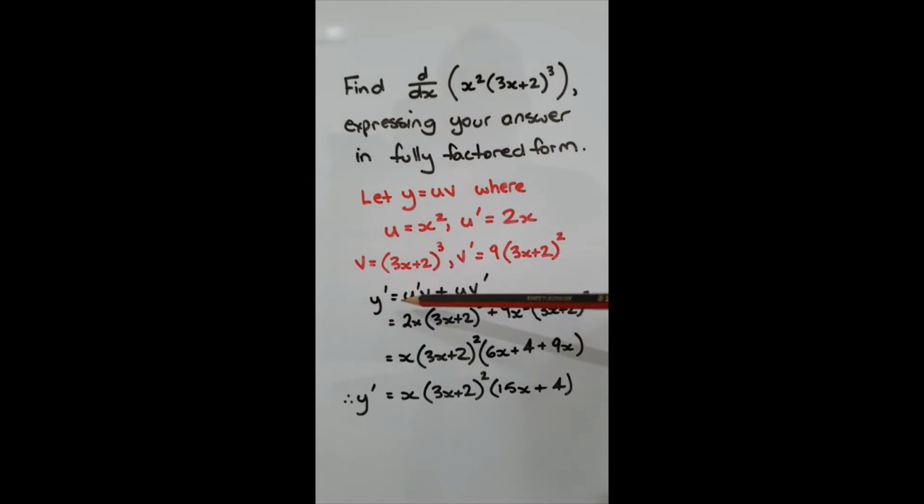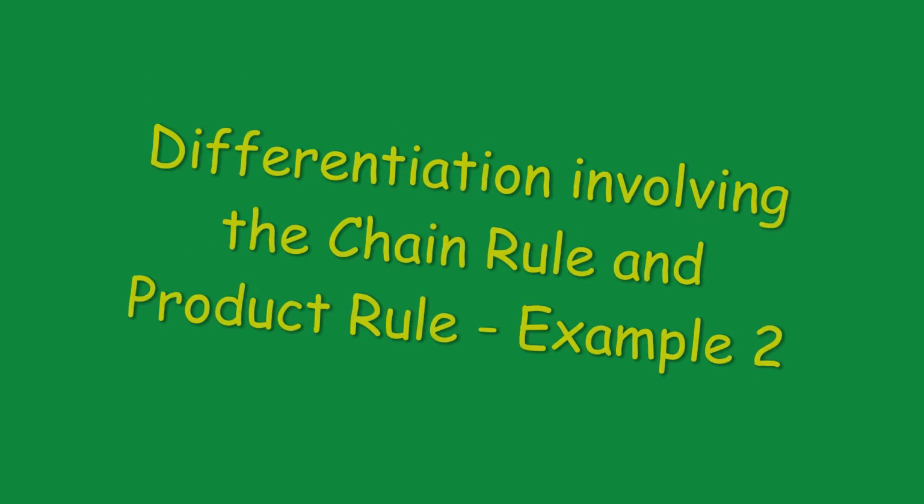Now y dash is equal to u dash v plus uv dash, which is equal to 2x outside of 3x plus 2 all cubed, plus 9x squared outside of 3x plus 2 all squared, which is equal to x outside of 3x plus 2 all squared outside of 6x plus 4 plus 9x. So that's factorizing out the x and the 3x plus 2 all squared. And then adding the like terms in the last bracket there, we get y dash is equal to x outside of 3x plus 2 all squared outside of 15x plus 4.